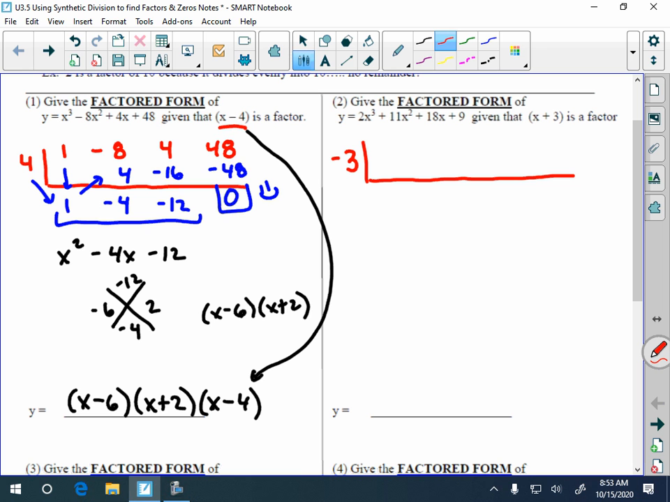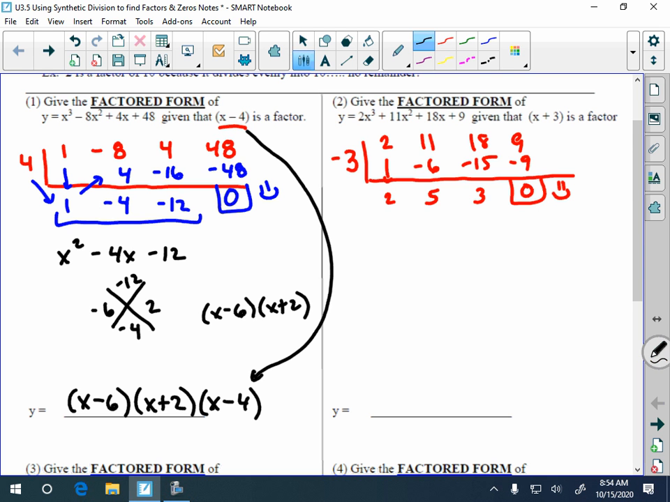Right, and then the coefficients are 2, 11, 18, and 9. And then we'll bring down the 2. We'll multiply negative 3 times 2 is negative 6. Add down, it's 5. Multiply, negative 15. Add down, that's 3. And then multiply, it's negative 9. And we get a remainder 0. We get it right. Put a smiley face.